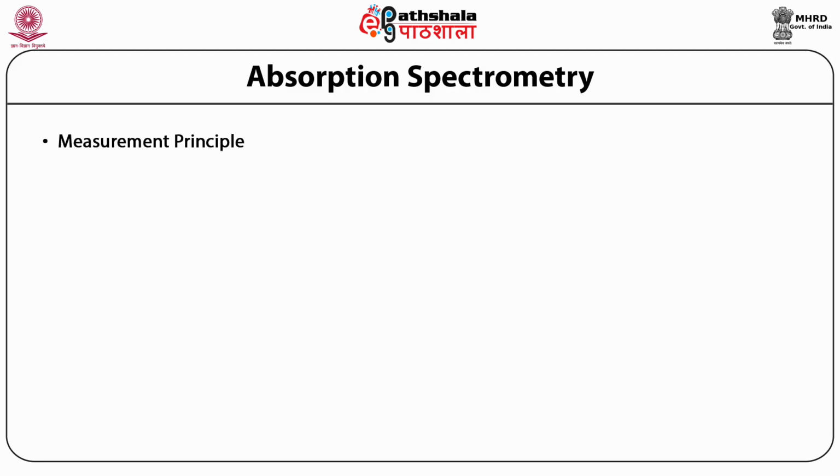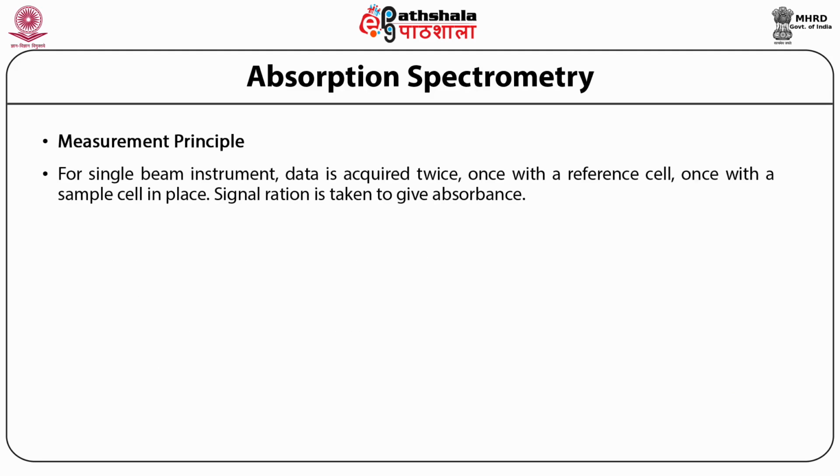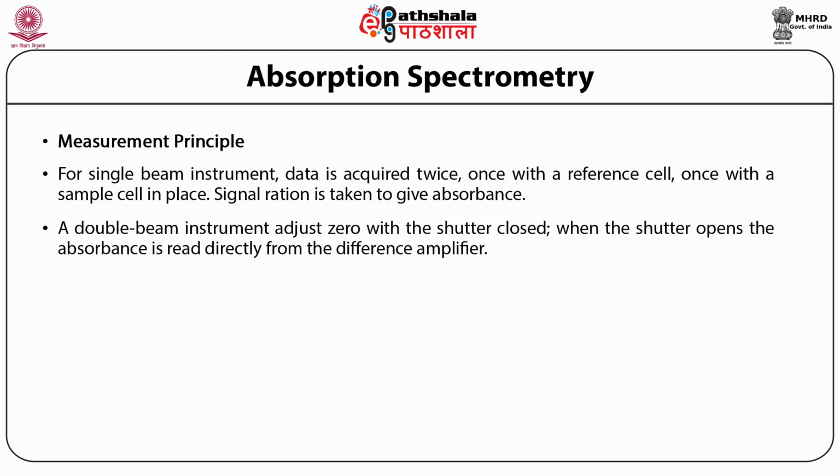Now the measurement principle of this spectroscopy is that for a single beam instrument, data is acquired twice, once with a reference cell and once with a sample cell in place. The signal ratio is taken to give the absorbance. For a double beam instrument, adjust zero with the shutter closed. When the shutter opens, the absorbance is read directly from the difference amplifier.